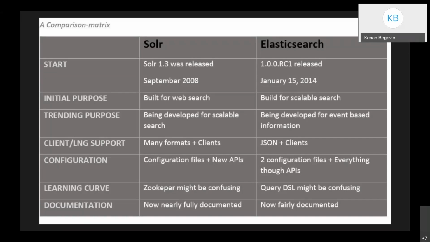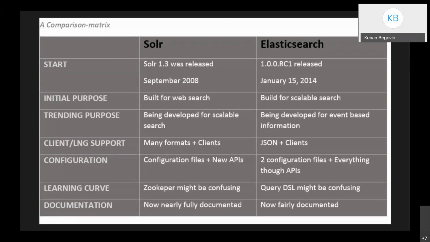Elasticsearch more and more is integrated with products that deal with event-based information. We see, for example, in the open source cybersecurity operations center suite called Metron, Elasticsearch is the dominant component.